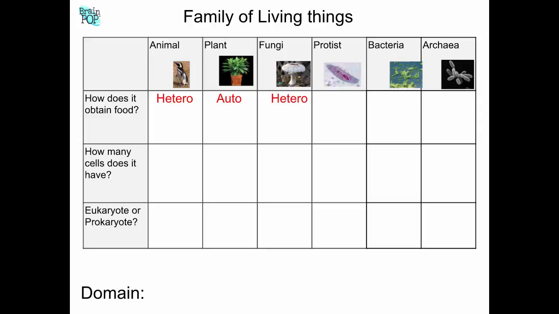Protists. So protists are those single-celled organisms. We'll be looking at them next week. They are a mix of some autotrophs and some heterotrophs, depending which ones you're talking about. And the same is true of bacteria. Some bacteria are heterotrophs and other bacteria are autotrophs. And the same is true of archaea. Some autotrophs and some heterotrophs.